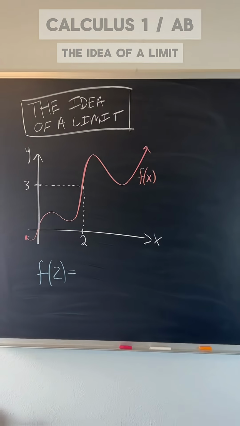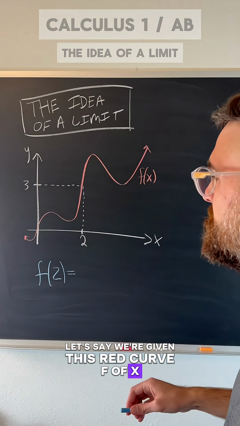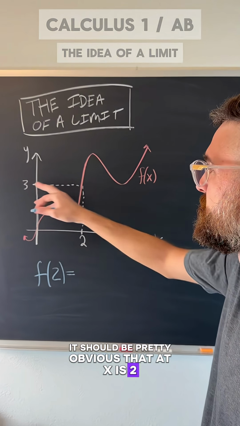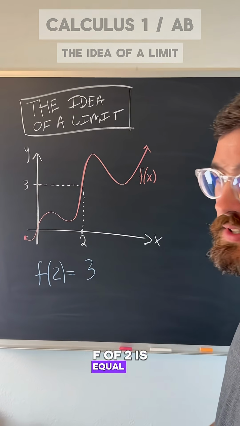Let's talk about limits. Let's say we're given this red curve f of x and we're asked to find what f of 2 is. Here, it should be pretty obvious that at x is 2, the y value would be 3, we would say f of 2 is equal to 3.